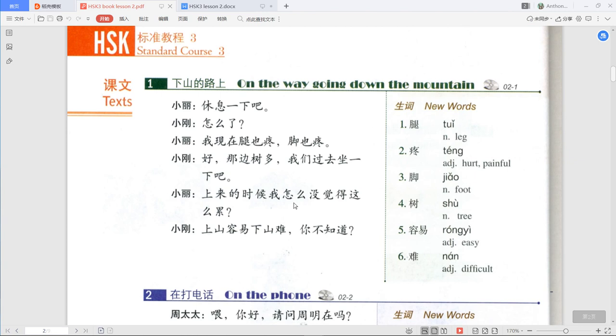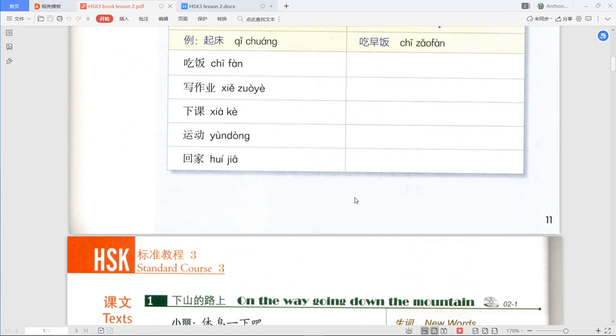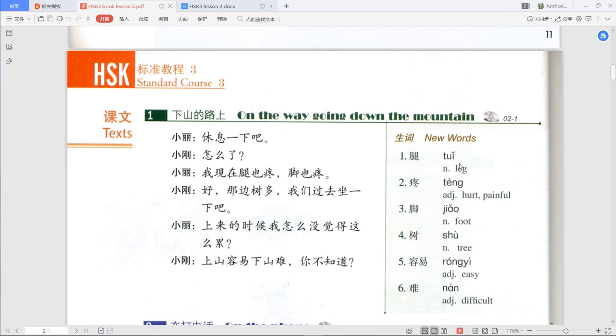Here is the first paragraph. Let's look at the vocabulary in this part. Earlier we talked about 脚, feet. So here we talk about another word, 腿, leg, 腿, 疼, hurt, painful, 疼, 脚, 脚 is foot, 树, 树 means tree, 容易, easy, 难, difficult.